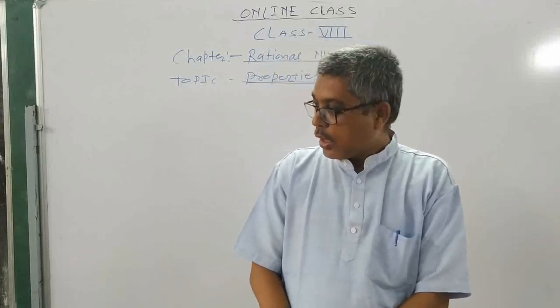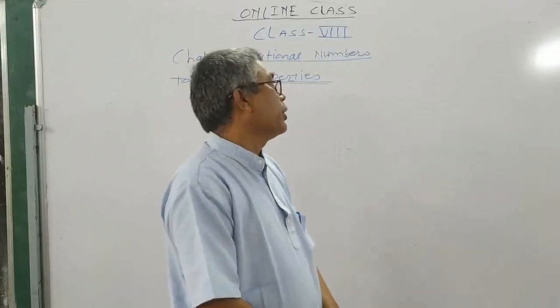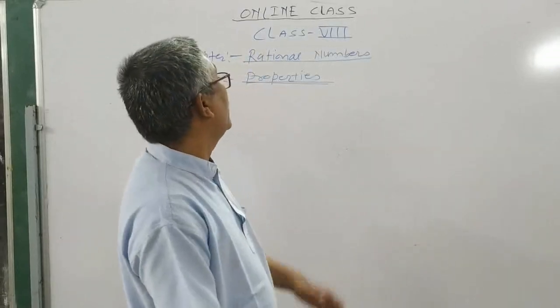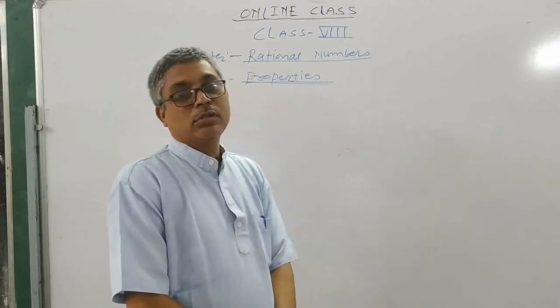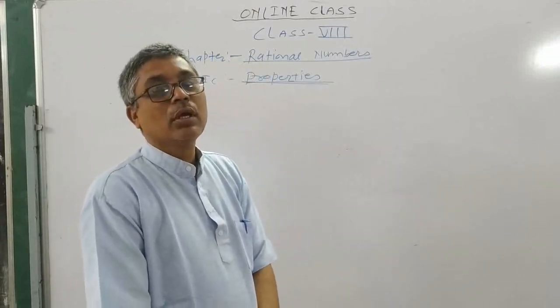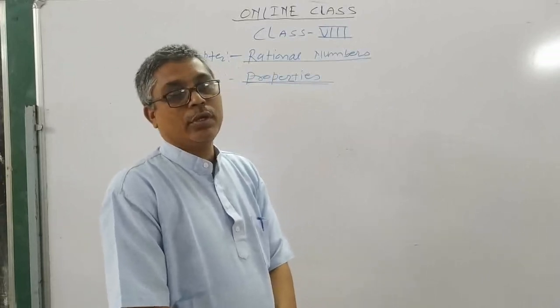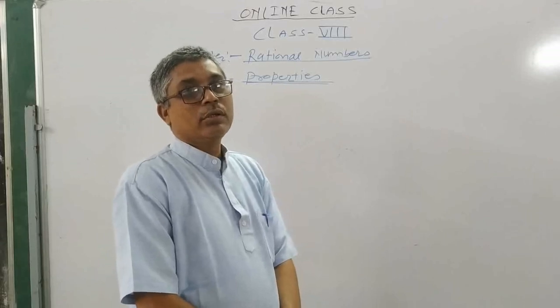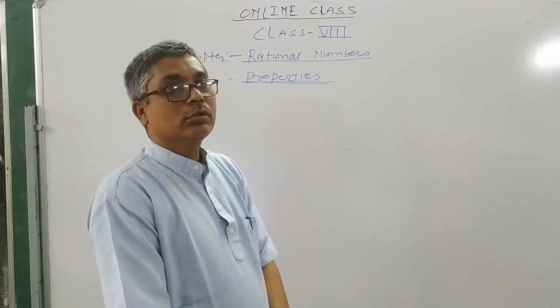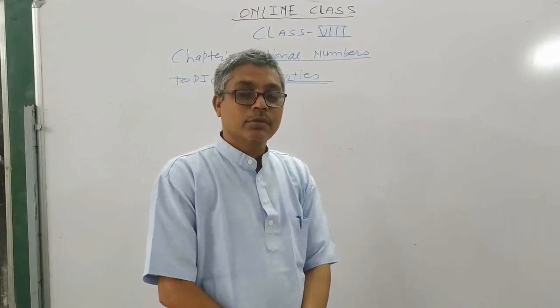Children, in last class we saw some properties related to rational numbers. One of them is closure property, commutativity and associativity. Today we continue our discussion related to the properties of rational numbers.